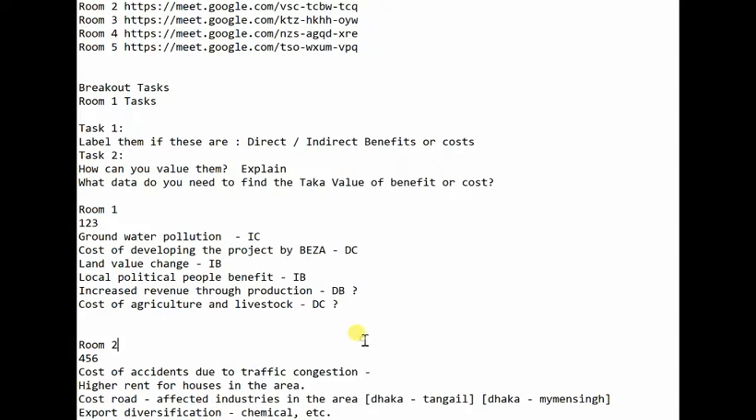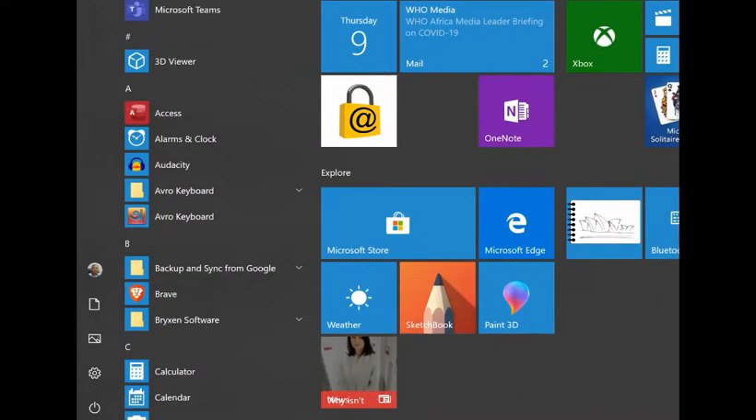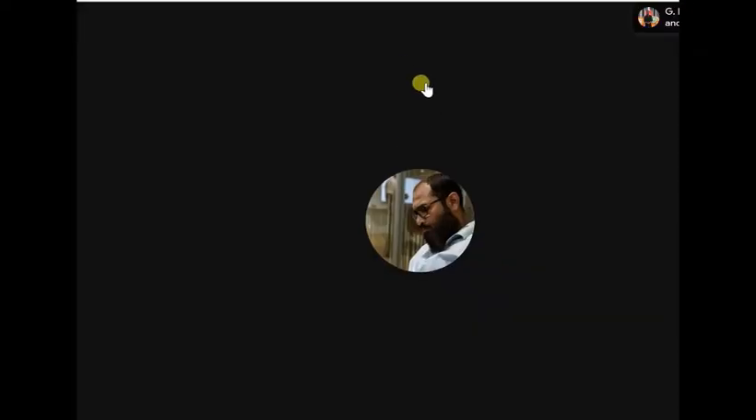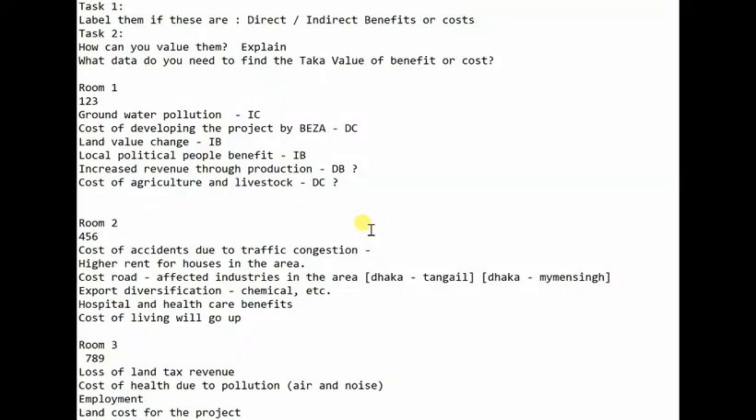Okay, let us go to the same task with group number 2. I will come back to your group again for the second task. Yes sir. So let's go to the next group, which is group number 2. And in your list, you have again groundwater pollution. Cost of accident due to traffic congestion. Who is presenting?